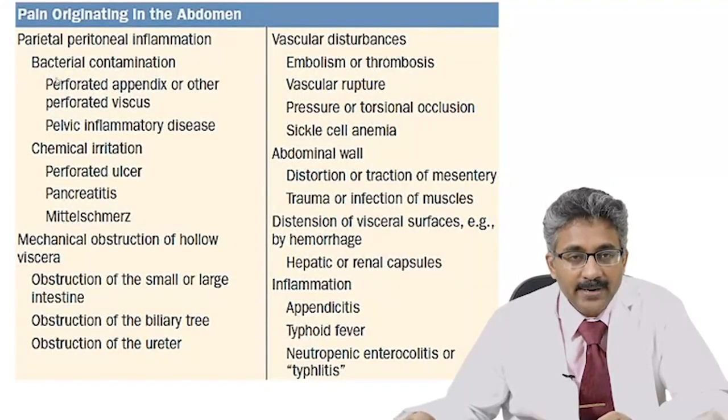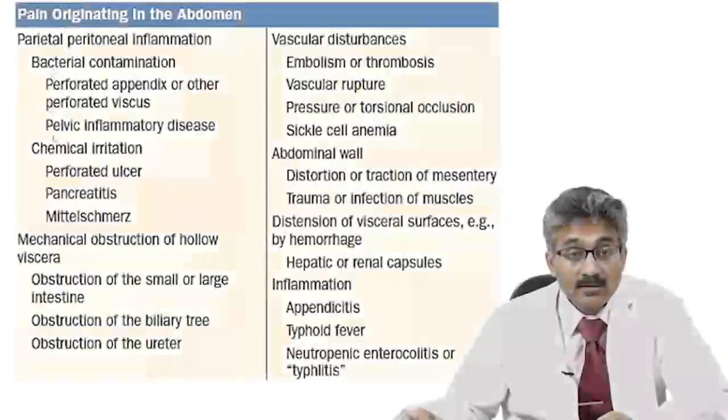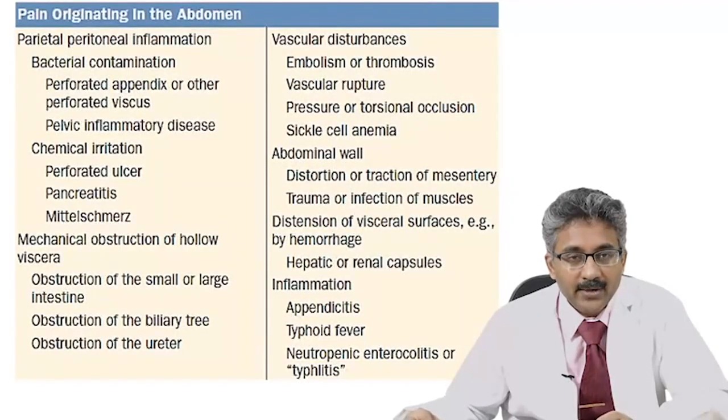Bacterial contamination of the peritoneum can occur because of a perforated appendix or any other perforated viscus, or due to pelvic inflammatory disease. Chemical irritation can occur due to a perforated ulcer, pancreatitis, or Mittelschmerz. Mittelschmerz is painful ovulation. Here the pain depends on the type of the contamination and the amount of fluid which has contaminated the peritoneum.